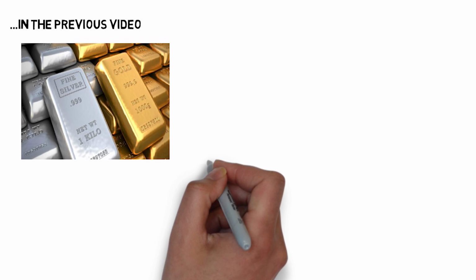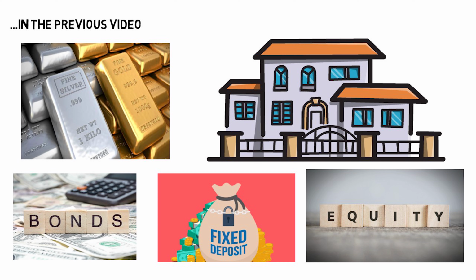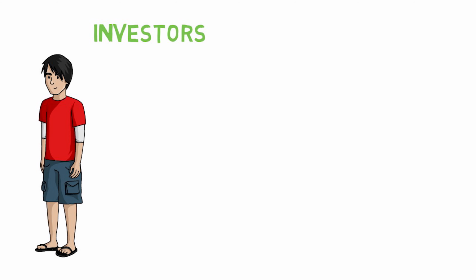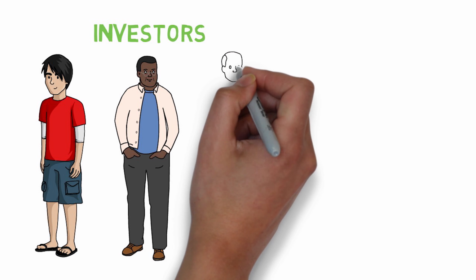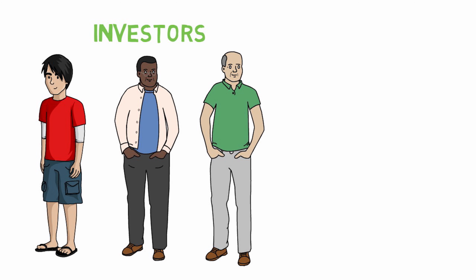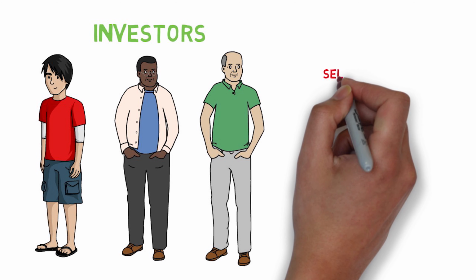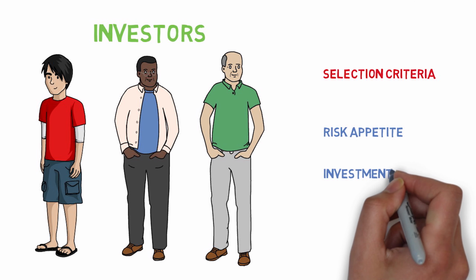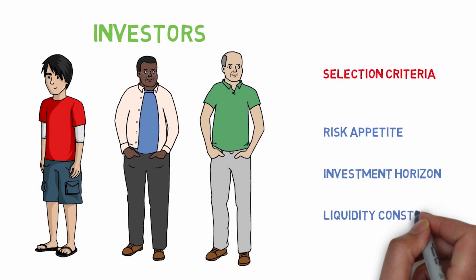So, in the previous videos, we have covered different types of assets that we can invest into. Just like we have different types of assets, investors are also of different kinds. Not all investment options are suited for every investor. Every investor must select investment options based on some characteristics, which are risk appetite, investment horizon, and liquidity constraints.